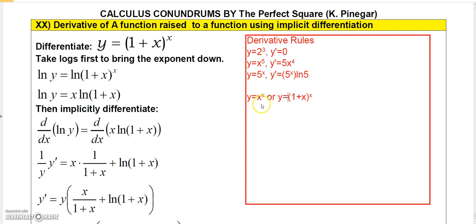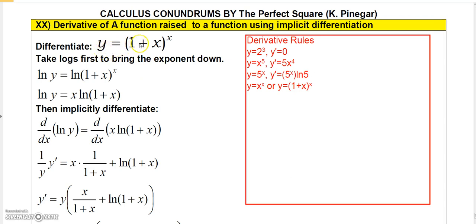So now the question is, what happens if I have a function of x raised to a function of x? Well, I can't use the power rule, because to use the power rule, the exponent has to be a constant. I can't use the exponential rule here, because to use the exponential rule, the base has to be a constant. So what do I do if I have something like x to the x or something like 1 plus x to the x? How do I deal with that? Well, there is a way to do it, but it involves taking logs and then implicit differentiation. So how do we deal with that?